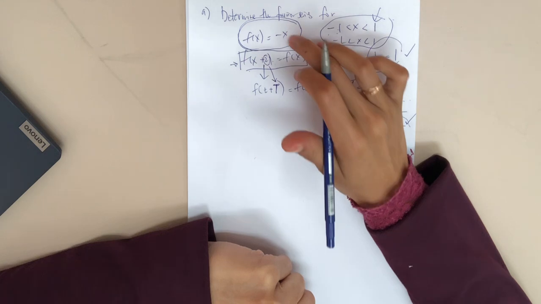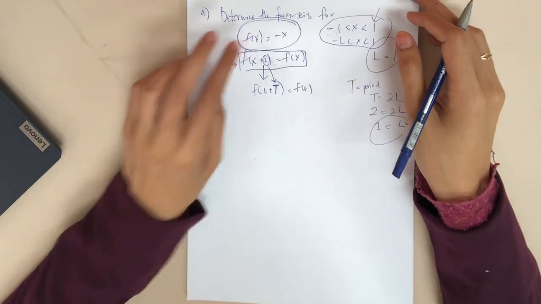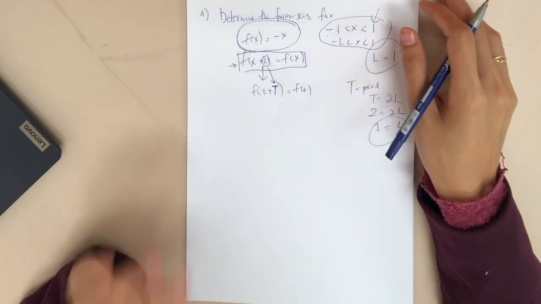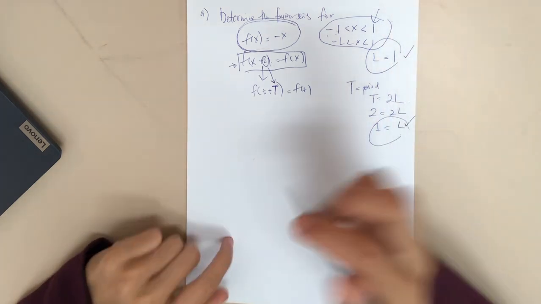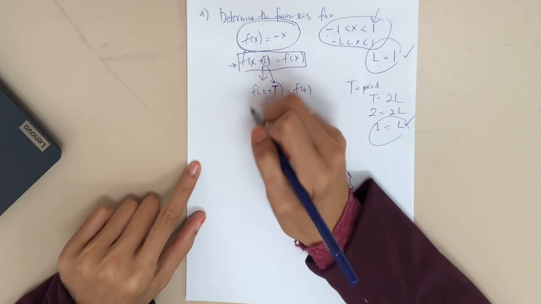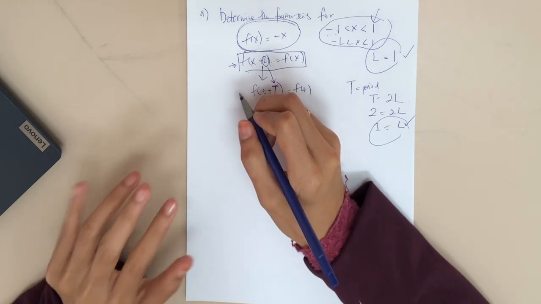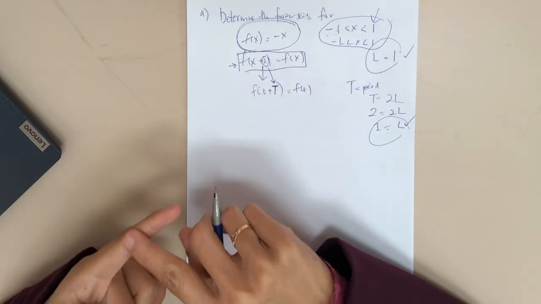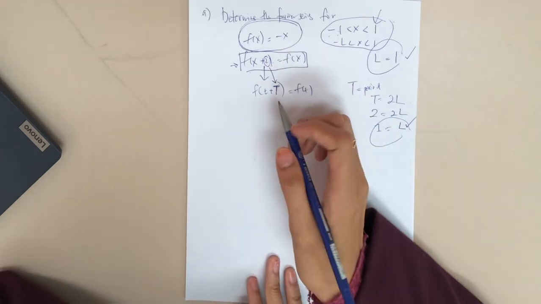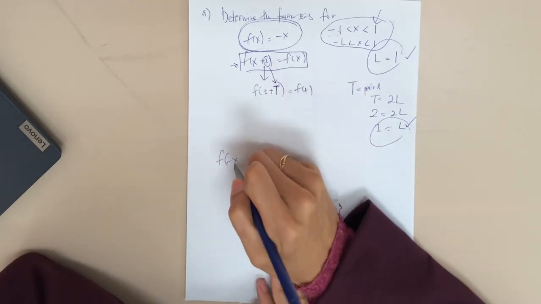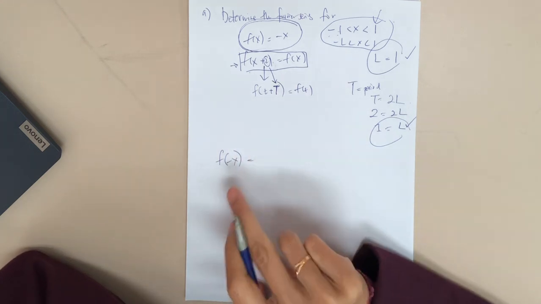Right, so back to your function here, negative x. The first step is you need to identify whether your function is odd, even, or neither. There are two ways to approach it: whether you use an equation or you use a graphical method. The simplest one is the equation, so we use the equation.